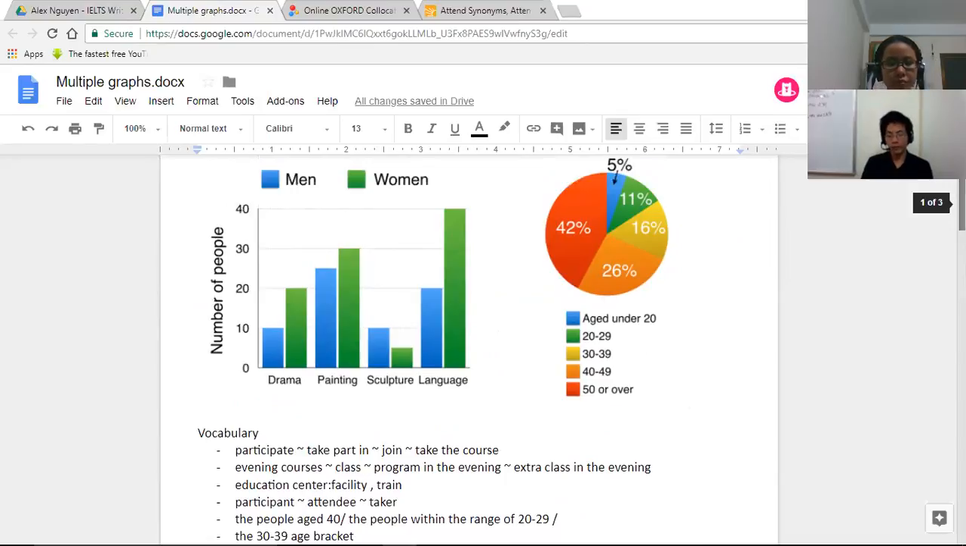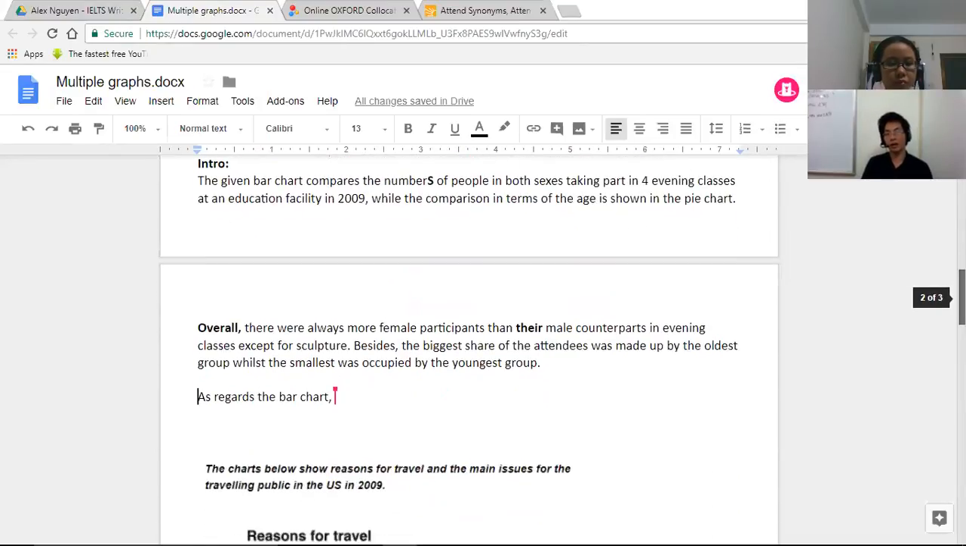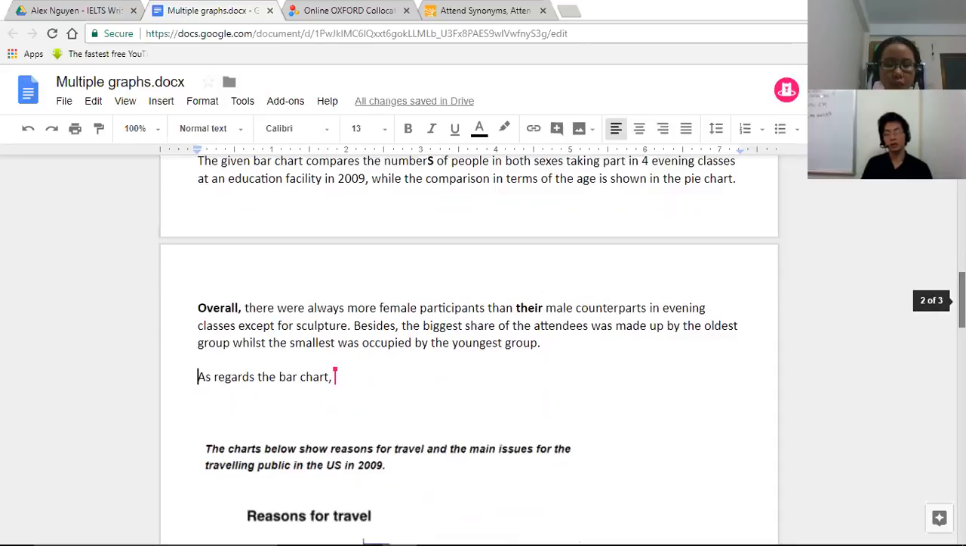Should I have this phrase beginning as regards the bar chart? Yes, you can use that. There's nothing wrong with that. As regards the bar chart, it's important what you write next.